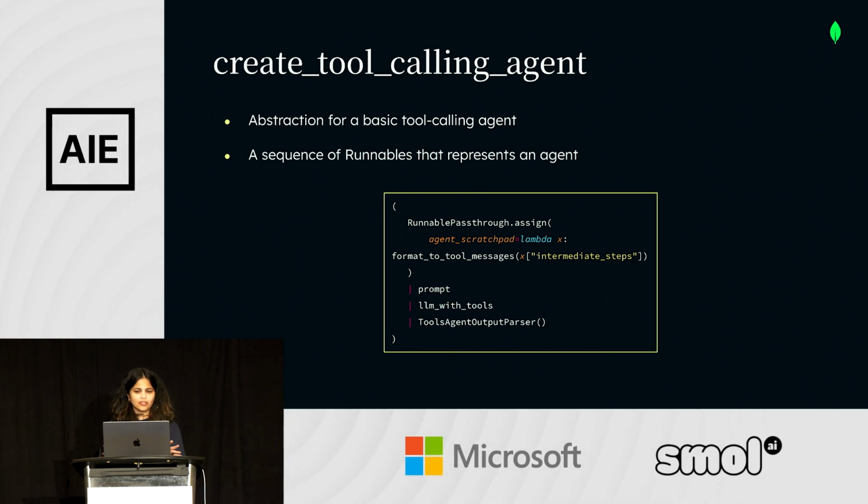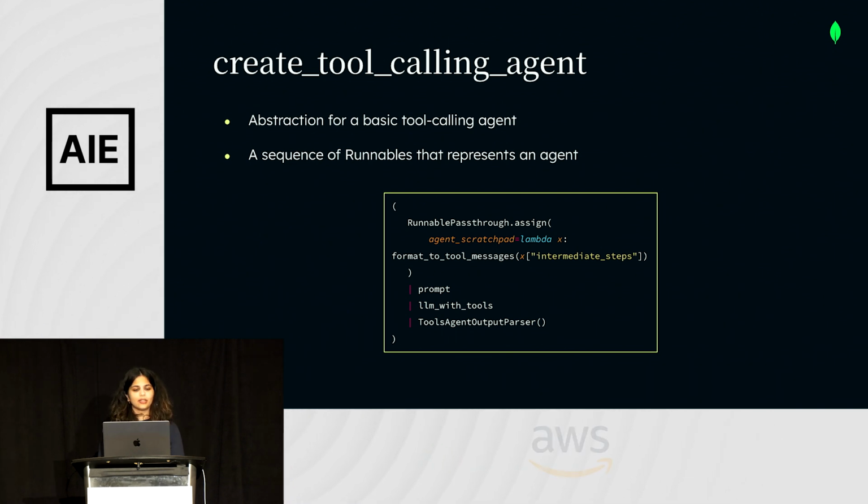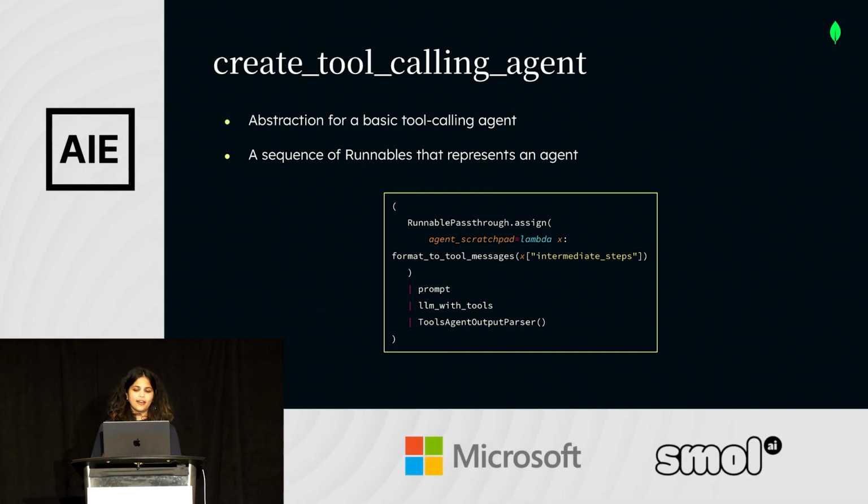And we're going to be starting with that abstraction, but let's try to understand what's happening behind the scenes of that abstraction. So it's essentially creating a runnable sequence consisting of a prompt template, which has a placeholder for the agent's scratchpad, which is the agent's intermediate steps as it's taking different actions and making observations, an LLM with knowledge of the tools that we were just creating, and an output parser for formatting the agent's response.